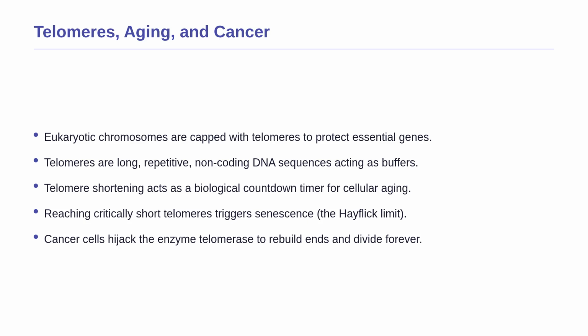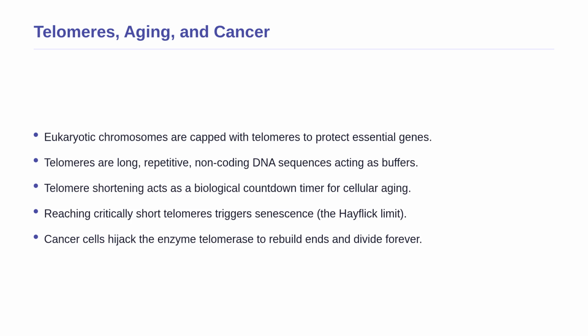Since we know DNA is lost during every division, how do our cells survive this constant erosion? The answer lies in telomeres. To protect our essential, life-giving genes from being destroyed, the ends of eukaryotic chromosomes are capped with these telomeres, which are long, repetitive, non-coding DNA sequences. They act as disposable buffers.